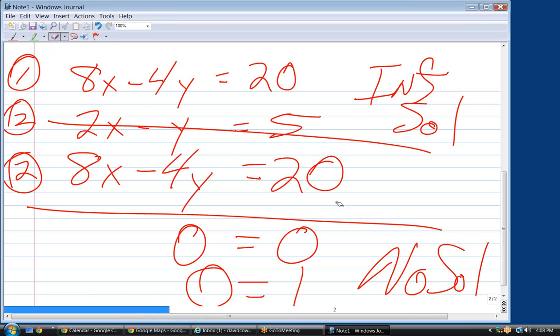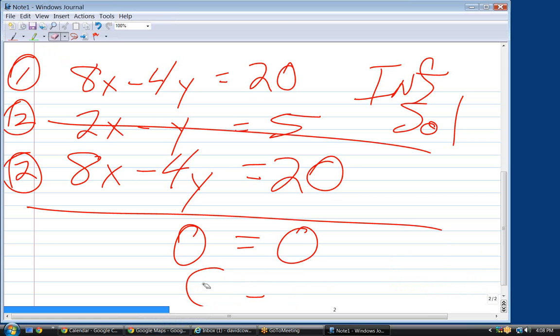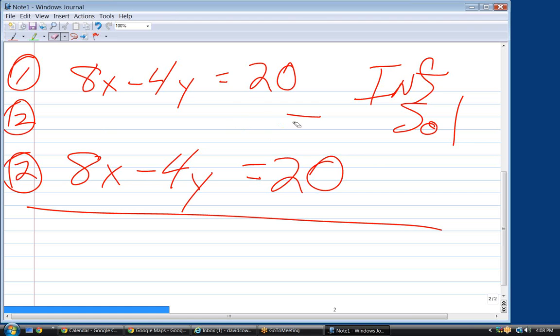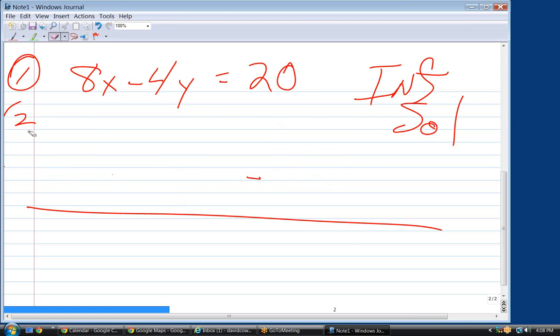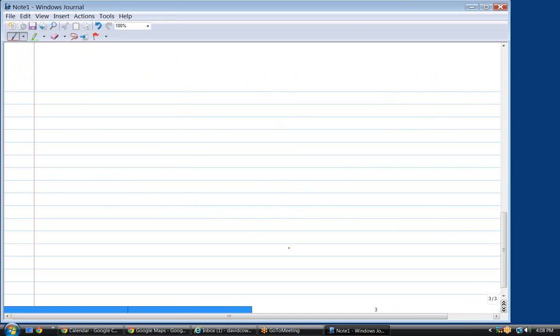Now, why is that infinitely many solutions? Well, let me talk briefly about it. I don't want to use the whole session up, but let me go to another page. If I tell you this, x plus y equals 10, how many solutions does that have?